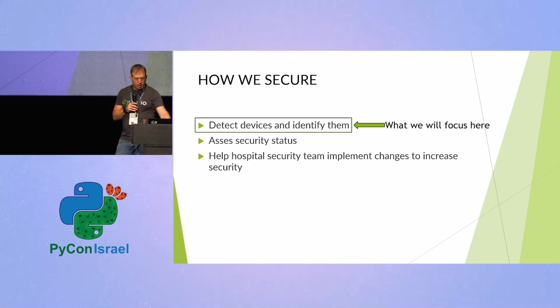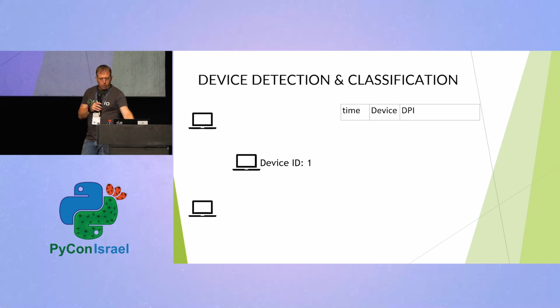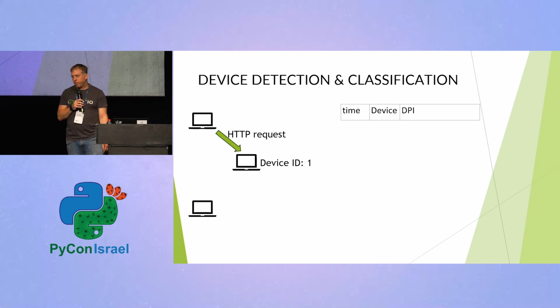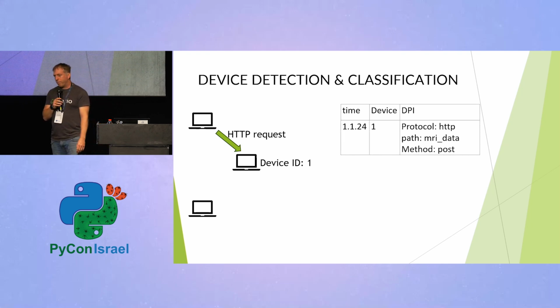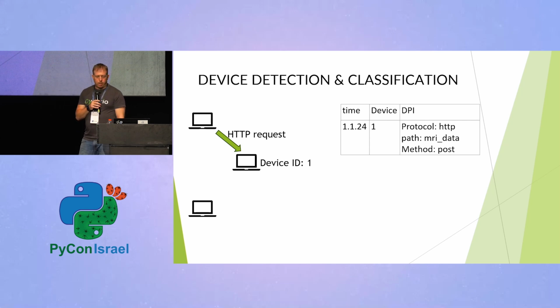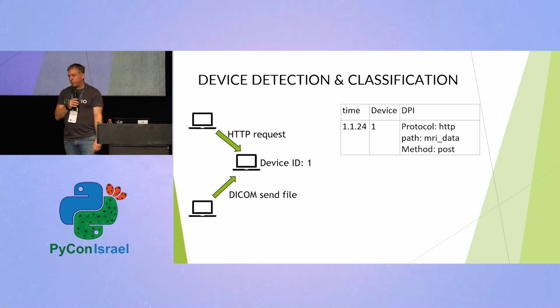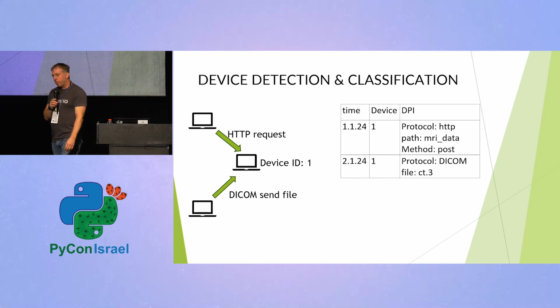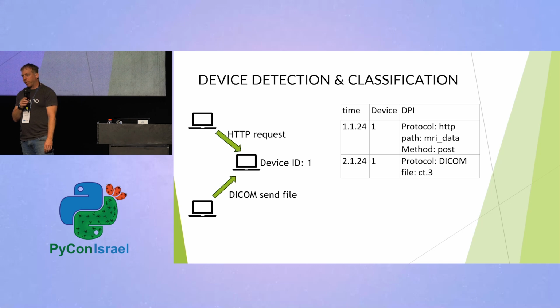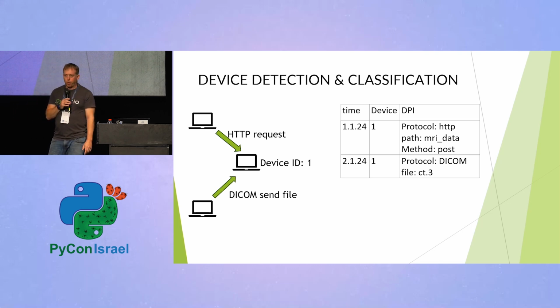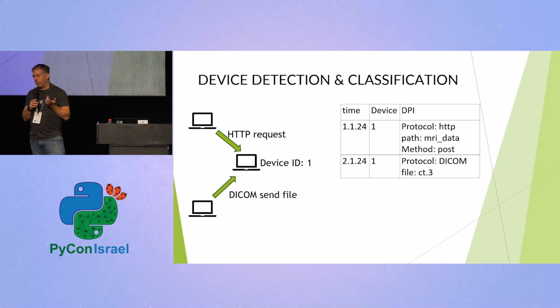Okay, so let's try and see an example. Assuming we have a device talking to another device in HTTP protocol, you would see the path that is sent and the type of method. And here you can see that the device is asking for an MRI-related data path. And then you can see another request from another server to the same device. This is a DICOM protocol. DICOM is a medical-related protocol for modalities. And this is for requesting a file from the server.